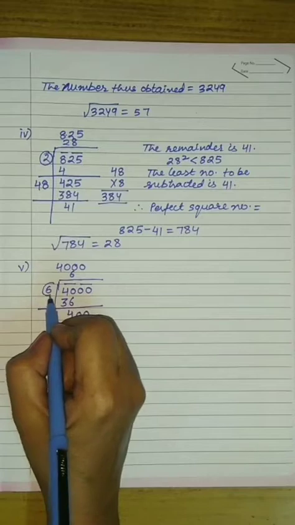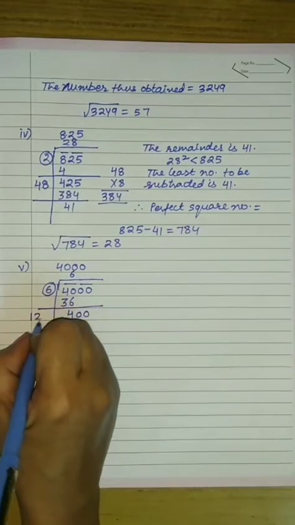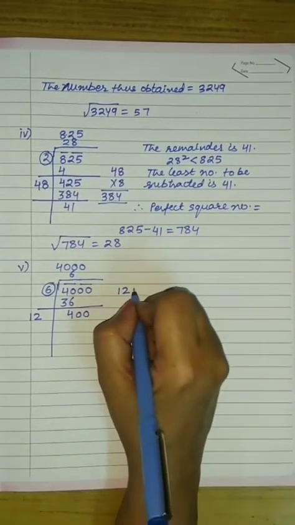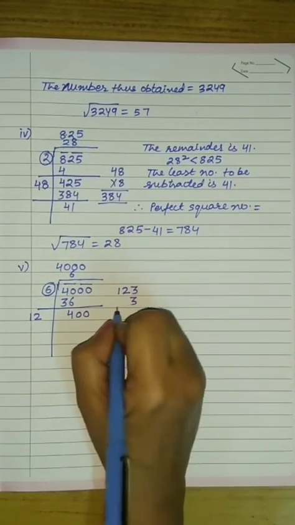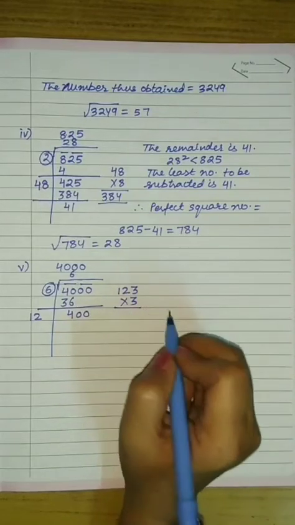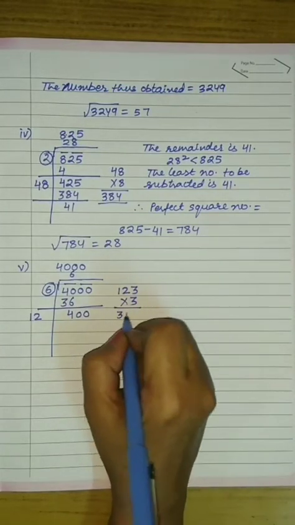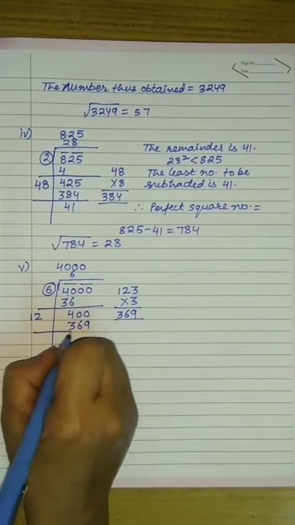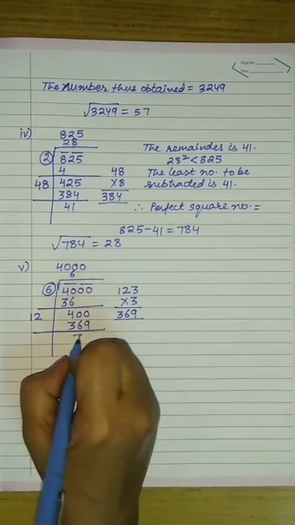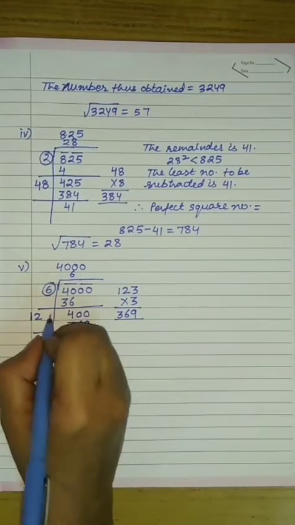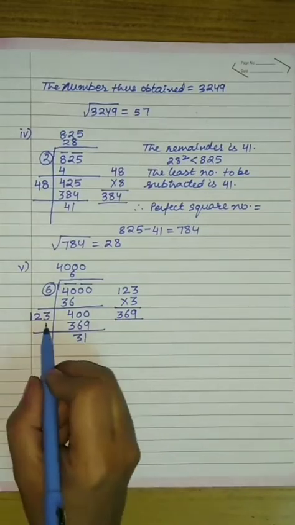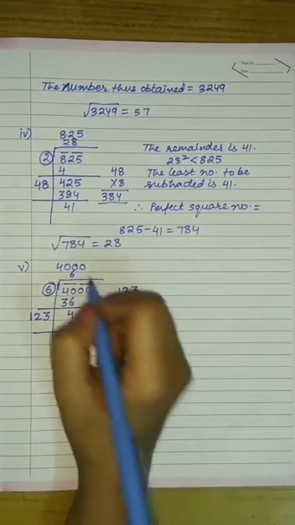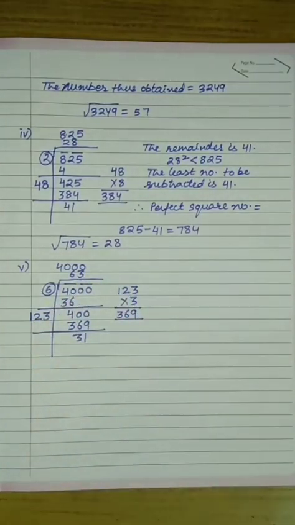Now double this divisor, 6 2s are 12. Now after 12 I have to write a number which, on multiplying it by itself, gives a number less than 400. So I will multiply 123 into 3, that is 369. So on subtracting 369 from 400, I got 31, and I will write 3 after 12, and 123 is our new divisor, and in the quotient I will write 3, so I got the quotient as 63.